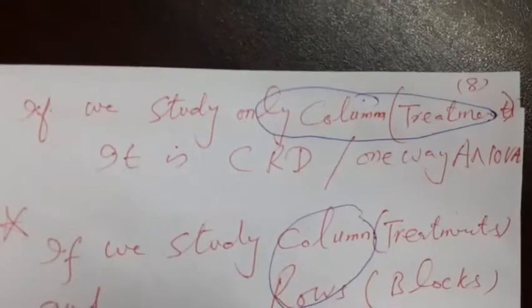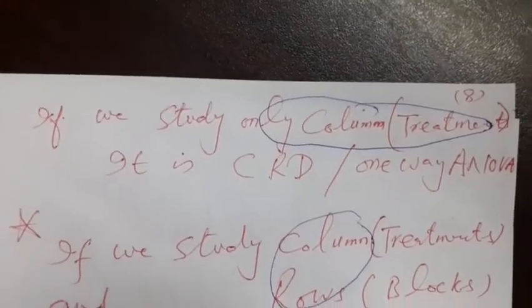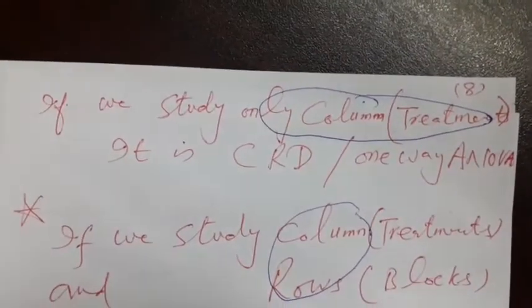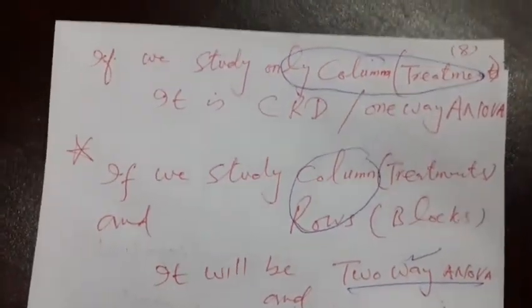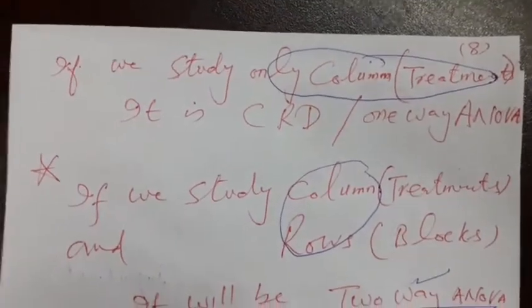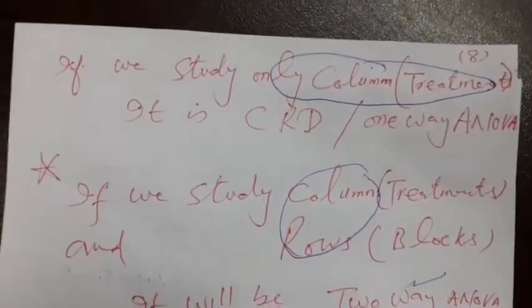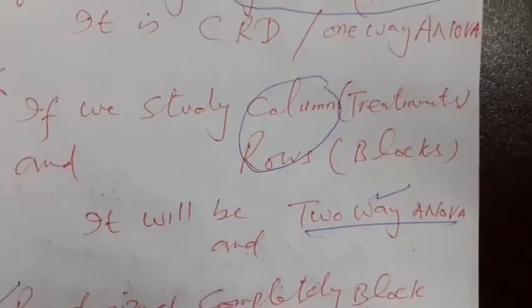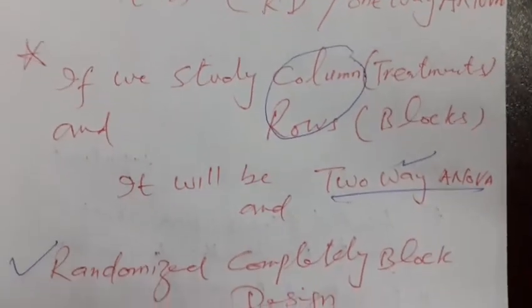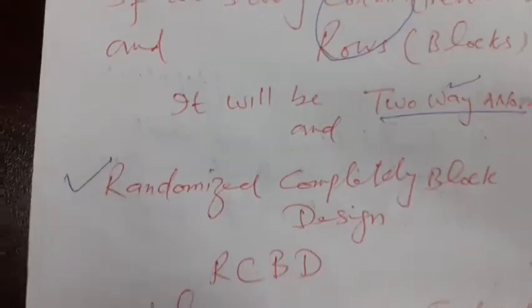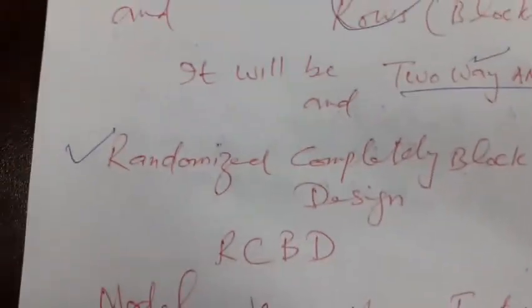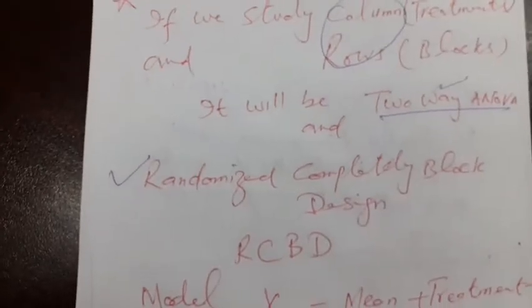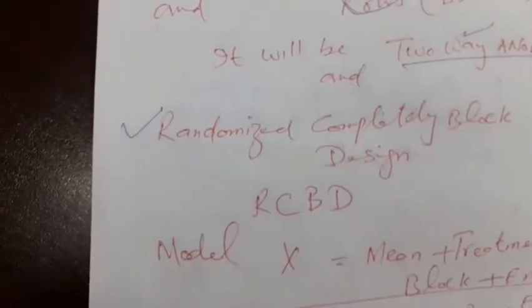If we study only columns or treatments, it is CRD, one-way analysis of variance. If we study columns and rows, columns as treatments and rows as blocks, it will be the two-way ANOVA, two-way analysis of variance, also called randomized complete block design, RCBD. Very simple: two-way, we use the column and row both.